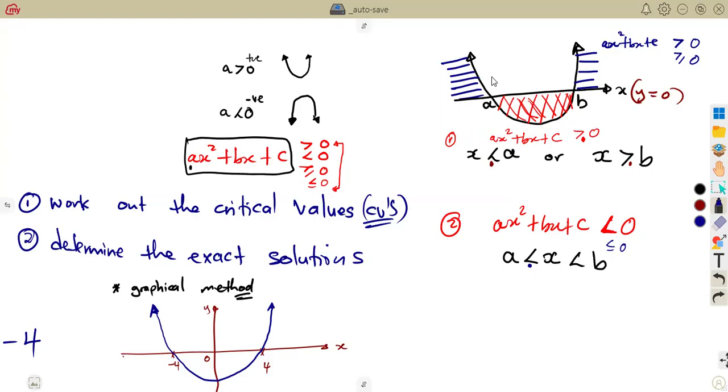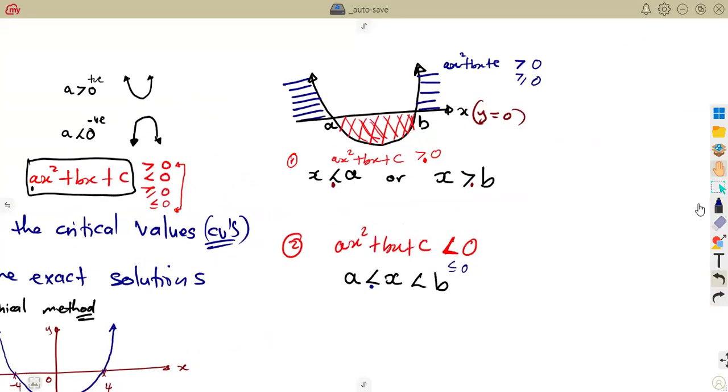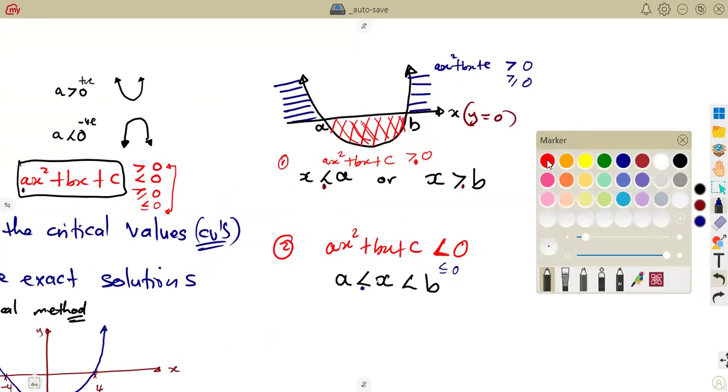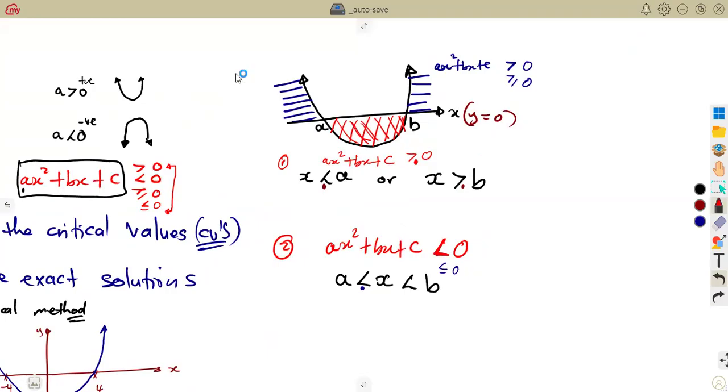For this type of function, meaning we are referring to a function where A is greater than 0, which is positive. This one gives us a smiley shape like this one. Let's just have another one. Like I said, this one is on a condition where A is greater than 0.